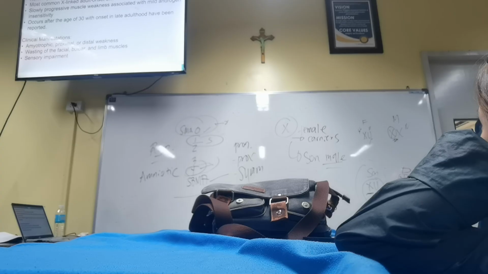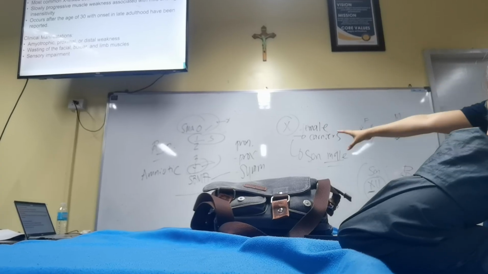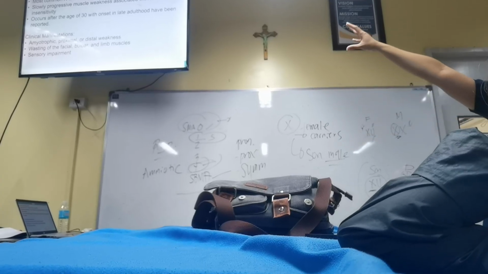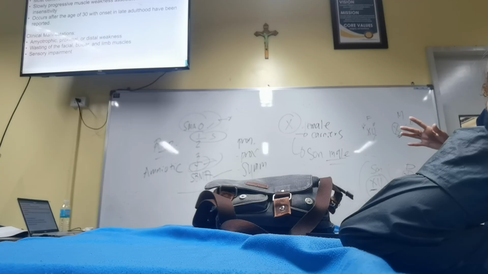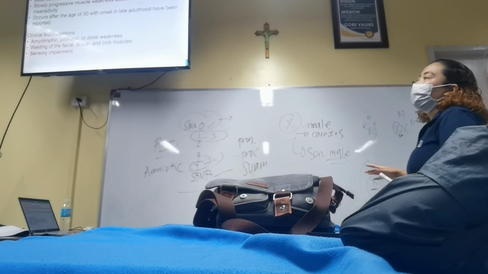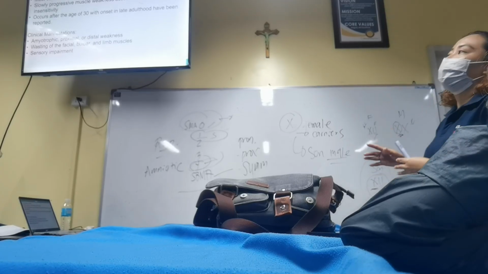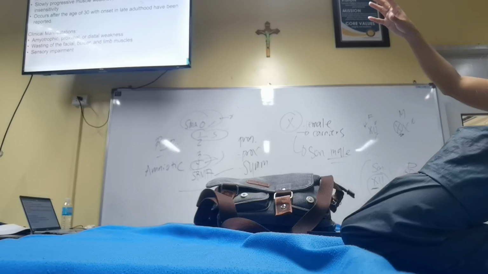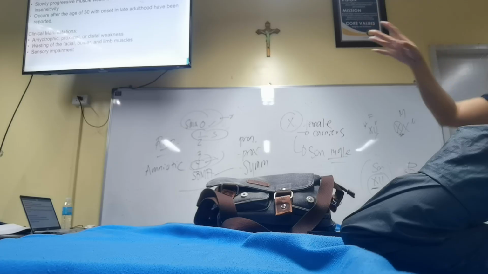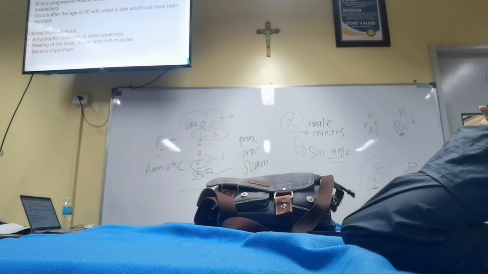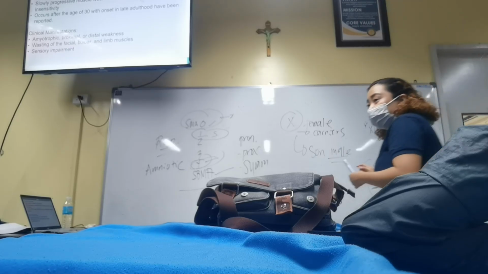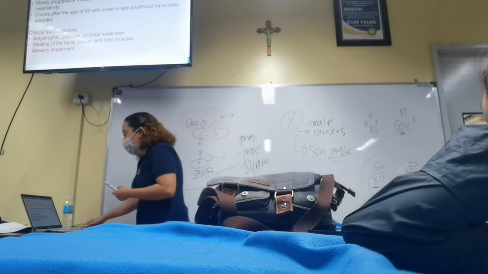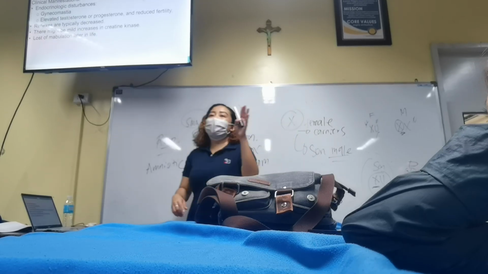What else do you need to know? Same as SMA4, the age of onset is 30 or late adulthood. Now with that, what are the clinical manifestations? There is amyotrophic proximal and distal weakness. There will be wasting of the facial, bulbar, and limb muscles, and sensory impairment. Is that clear?